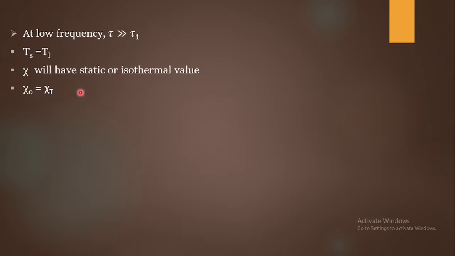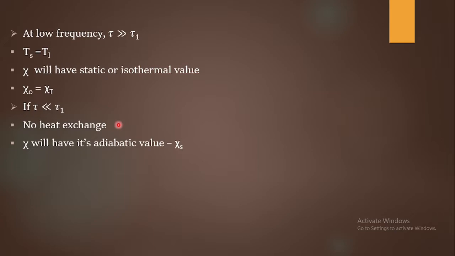So this is the first case, and moving to the second case, if tau is very much less when compared to tau 1, that is at higher frequencies, in that case no heat exchange will take place between the spin system and the lattice system. So no exchange of heat means it is something like an adiabatic process. So susceptibility is said to have its adiabatic value, denoted as chi S.